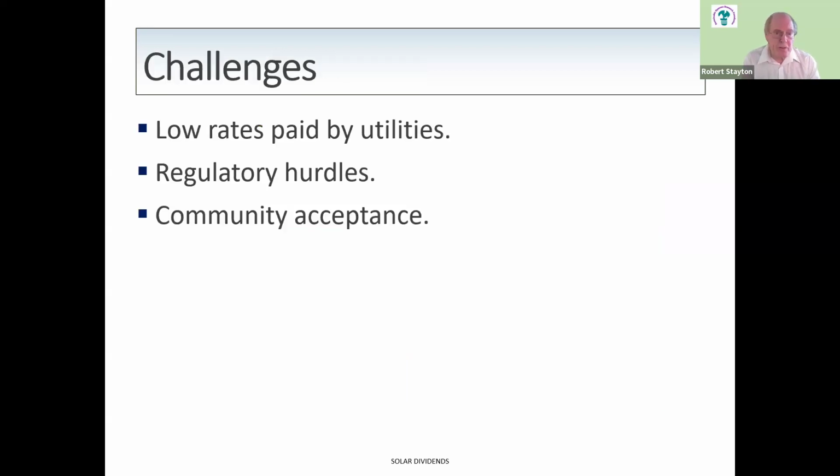There are potential challenges that have to be overcome for this idea to work. Utilities want to minimize what they pay out for any electricity you export to them, so they offer low rates. And there are regulatory requirements to building and connecting a solar farm. Those requirements vary from state to state. And of course, you need to get community buy-in.